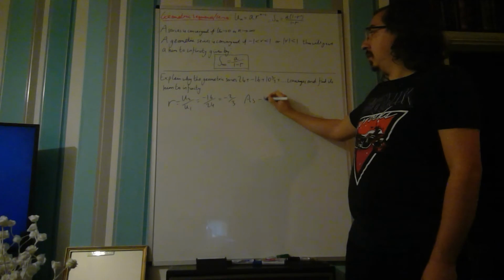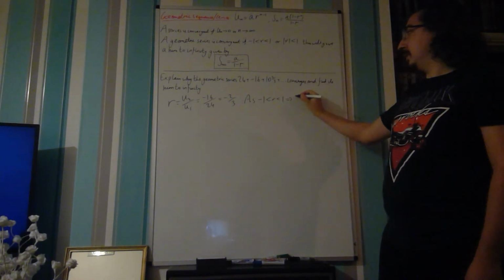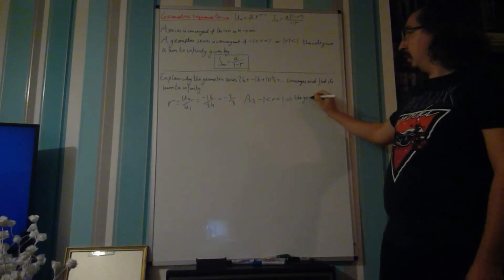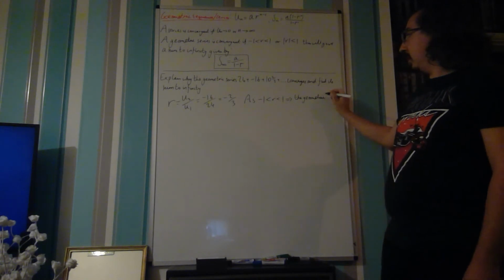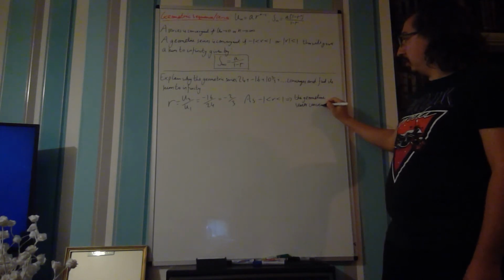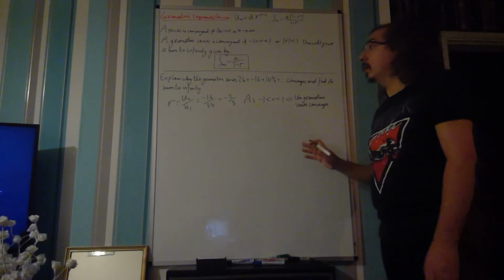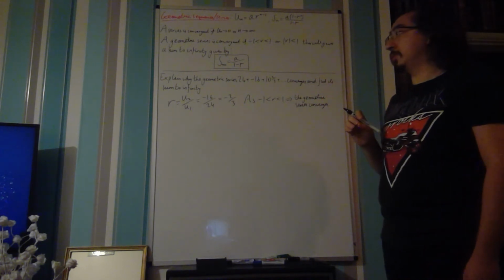So as R is between -1 and 1, this implies the geometric series converges. Okay, it's as simple as that. So that's our first part, that's our explanation.